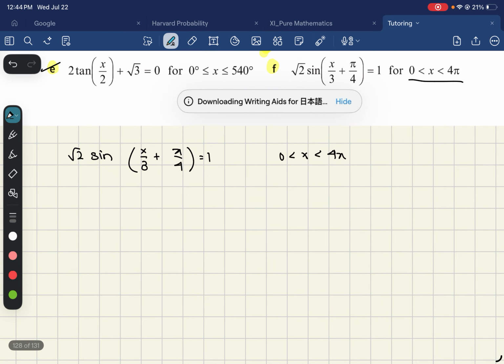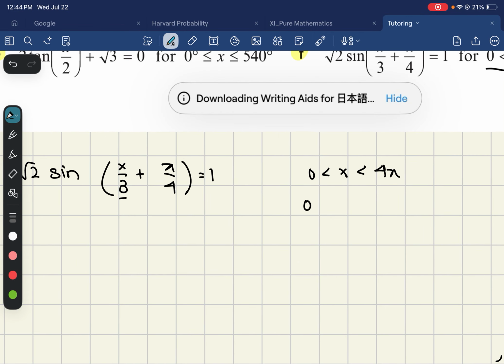All right. So we have x divided by 3 here. So let's just divide by 3 everywhere. So I get this, right, for this inequality. And because I'm dividing by a positive value, I don't need to worry about the direction of the inequality. And I need to add pi by 4. And 4 pi over 3 plus pi by 4, right?